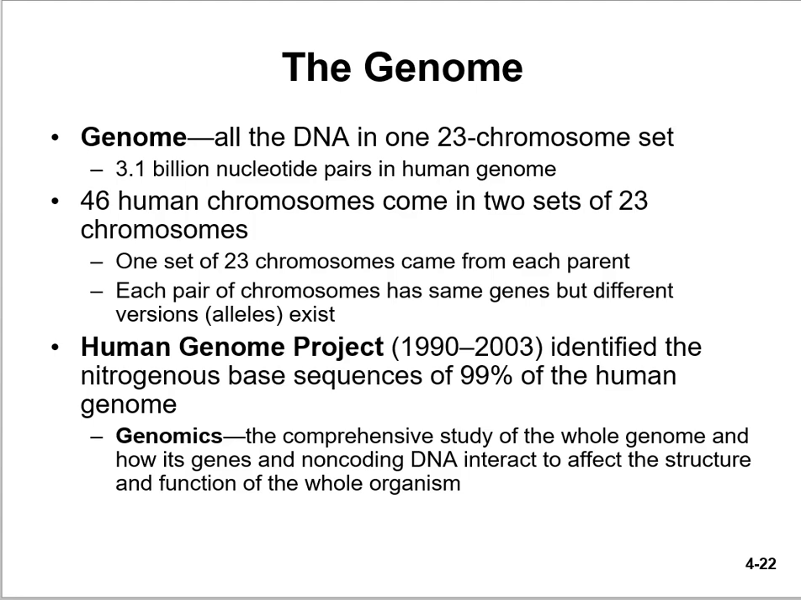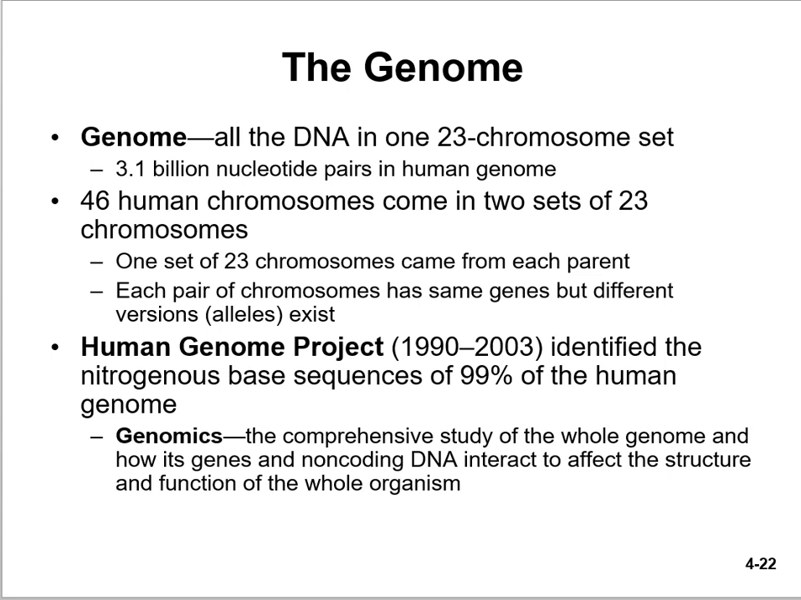And then each pair of chromosomes has the same genes, but they could have different alleles or different versions of those same genes. For instance, the gene for blood type. Mom could give you the gene for type A. Dad could give you the gene for type B. So again, those are the same genes, but different versions, just a slightly different sequence of DNA. That's called an allele.